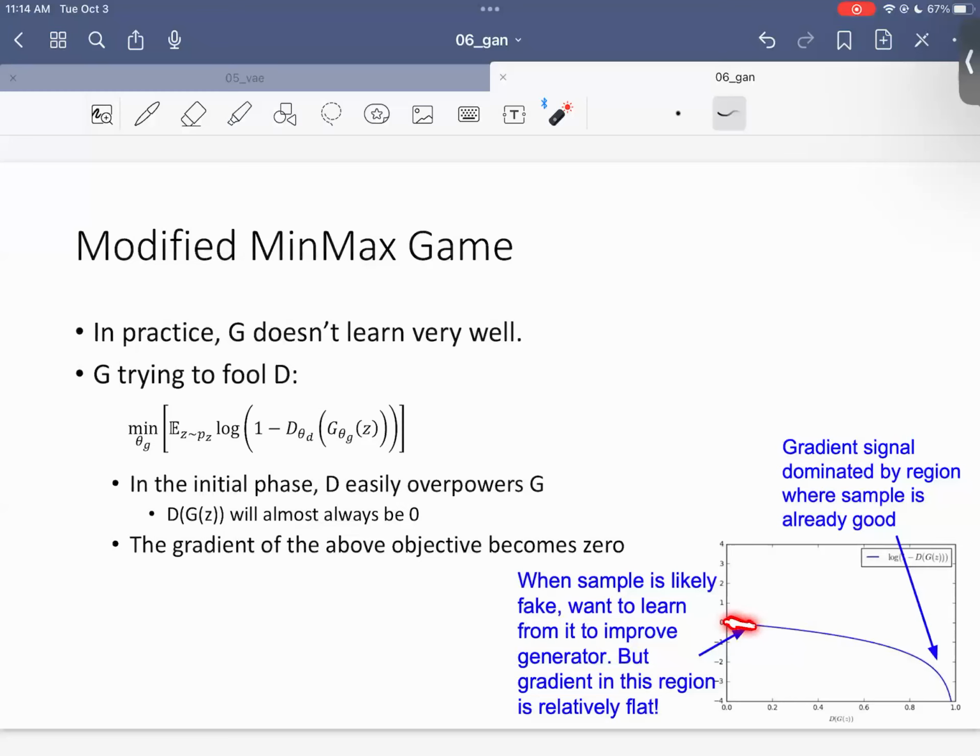And you can see that the gradient in this region is usually 0, very, very small. We want large gradients, like here, to rapidly update the parameters. But unfortunately, with this formula, we have a log function that looks like this, and in the initial phase we'll only be playing around this flat region, where the gradient will be 0. That is why G doesn't learn very well in the initial phase.